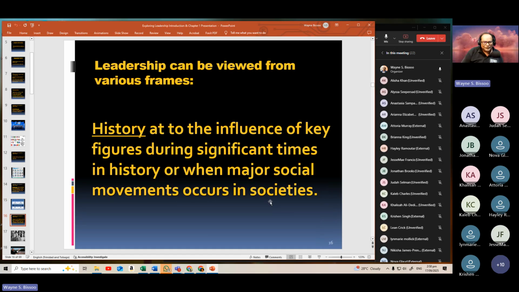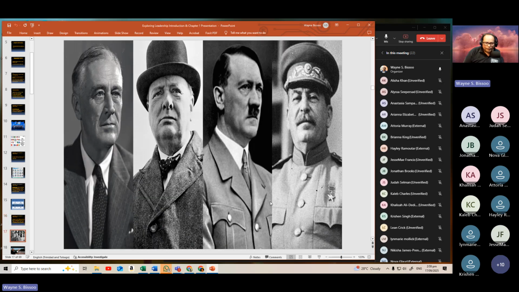Another framework through which we look at leadership is through history. Primarily what we're looking at here is people who rose to significant levels in our society due to some sort of major movement that was taking place in the world or in the societies we're looking at. So, how many of you recognize these gentlemen? Anybody?